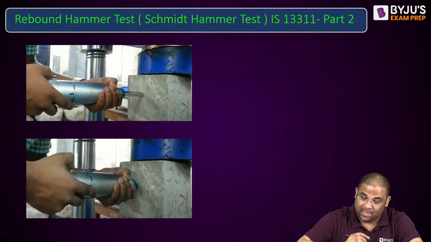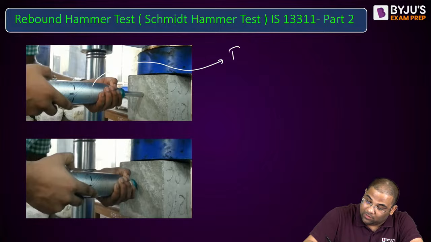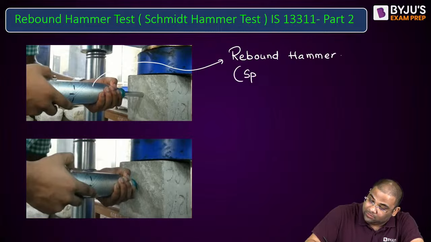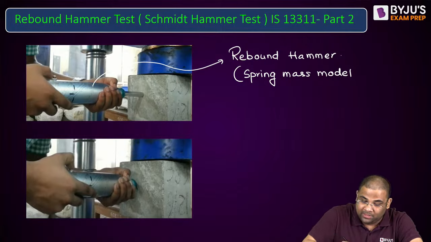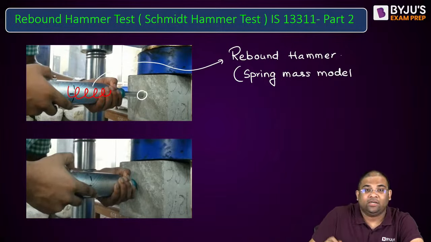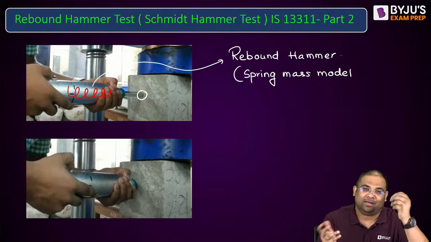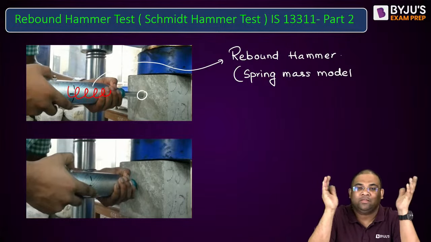You can see here we have this rebound hammer. This is what? Rebound hammer. Now this rebound hammer is based on a spring mass model. So it has a spring like this. I will just draw inside it. I will give the diagram also, don't worry. Spring is there. So when you press it against the hardened concrete surface like this, then what will happen? When you release it, it will rebound, right? That happens with the spring mass system.